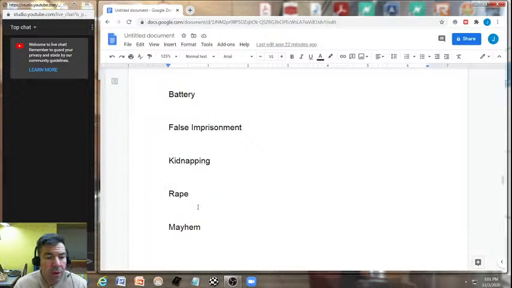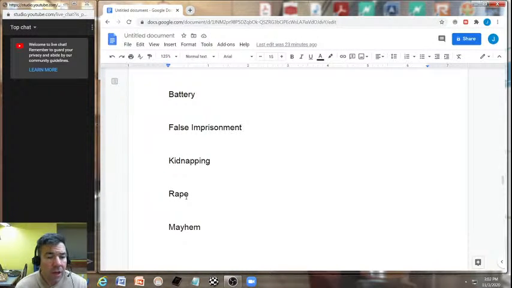Now, rape is the non-consensual intercourse with someone not the criminal defendant's wife. Okay, so it's non-consensual relations with a person, the victim, not the defendant's wife.